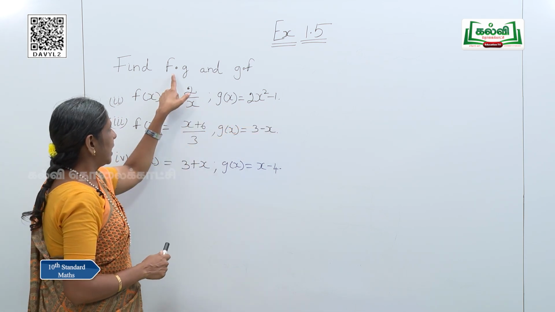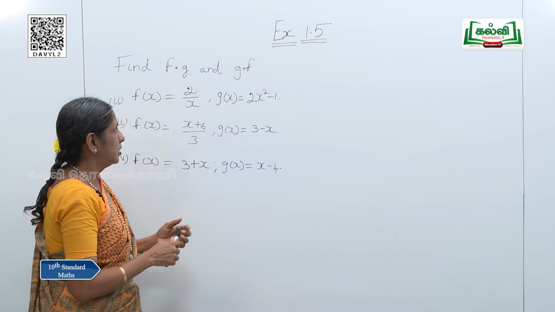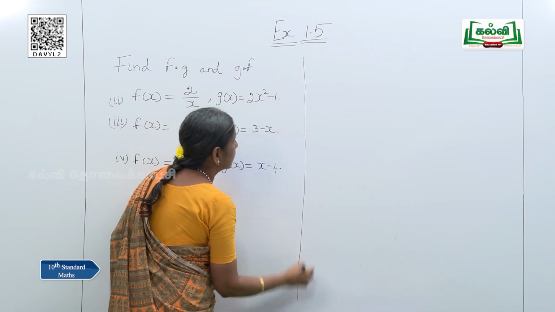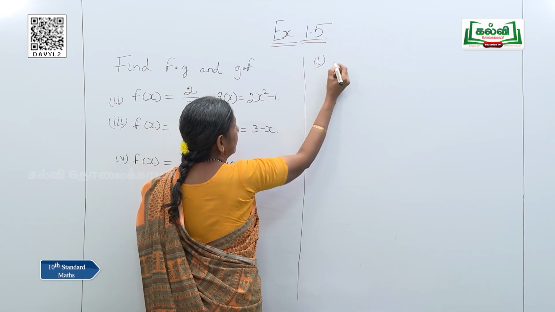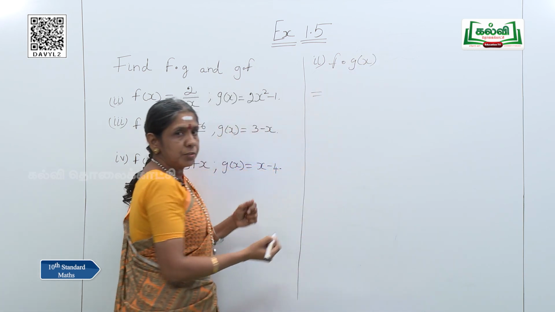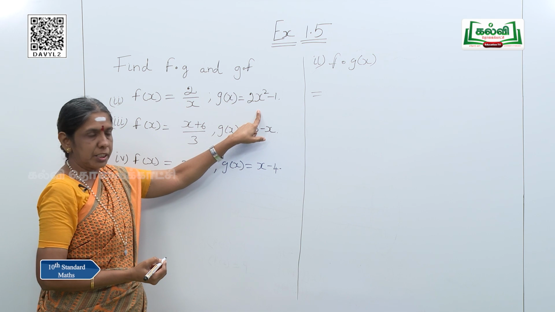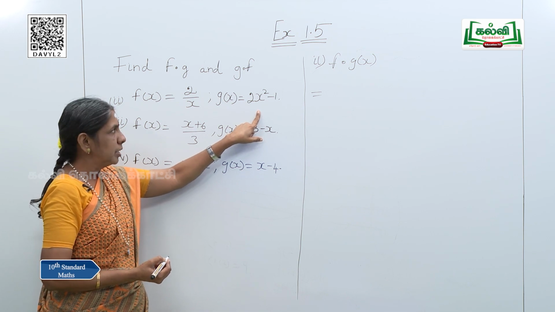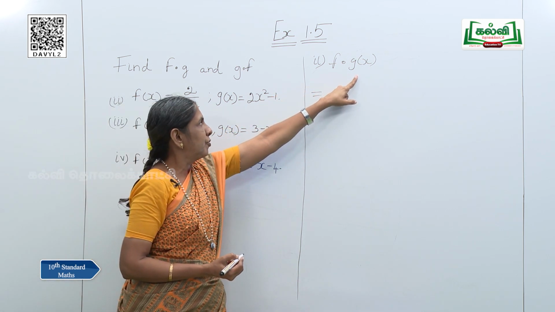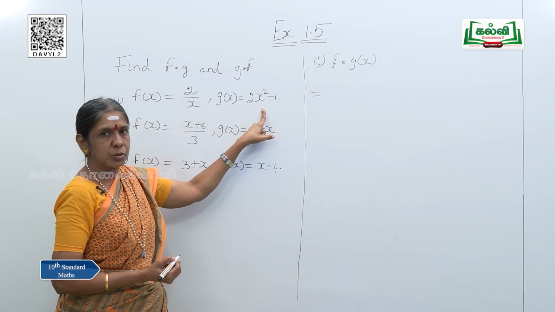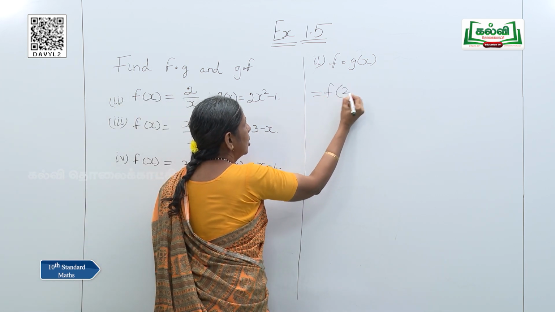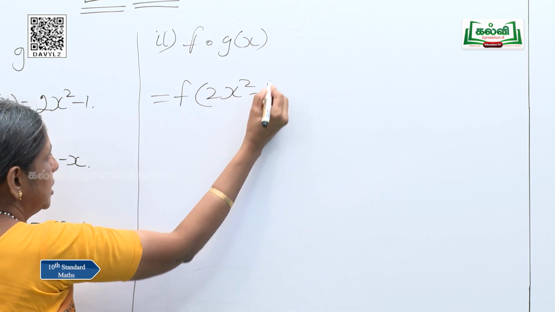Now, let us calculate f dot g for this sum. So, what you have to do is, check what g of x is. G of x is equal to 2x squared minus 1. So, in the place of g of x, you substitute 2x squared minus 1. So, what happens? It becomes f of 2x squared minus 1.